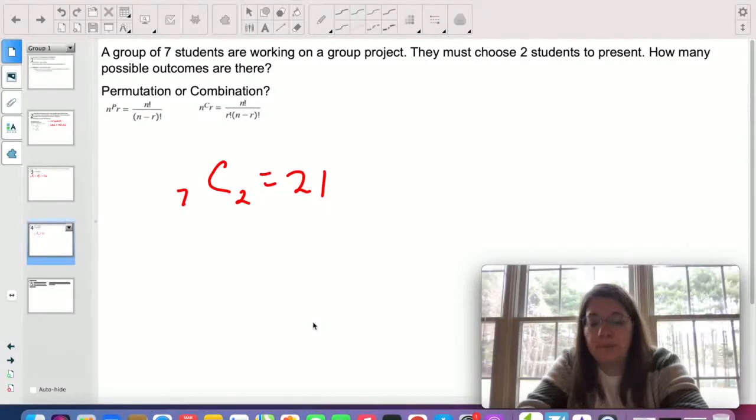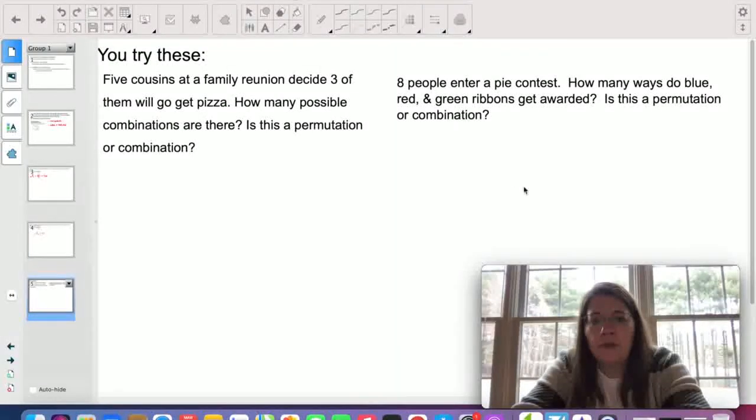So that's pretty much it for permutations and combinations. These are really simple. It's really just Desmos practice. I want you to go ahead and try these on your own. Pause the video, see if you can get these 2 on your own, and then I'll come back and give you the answers in a few minutes.